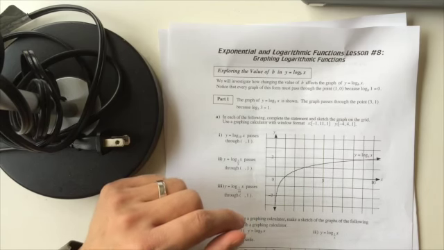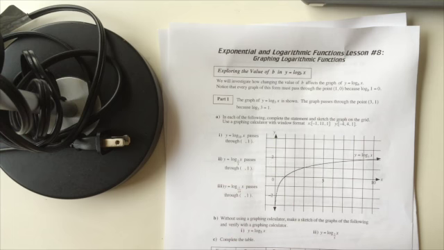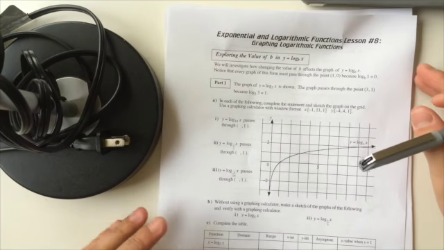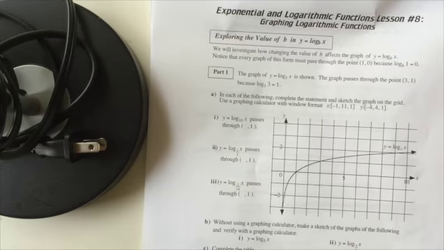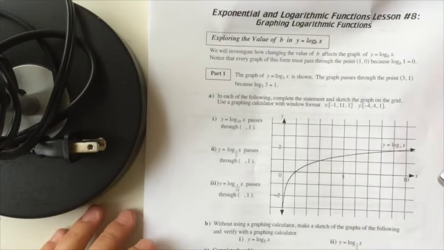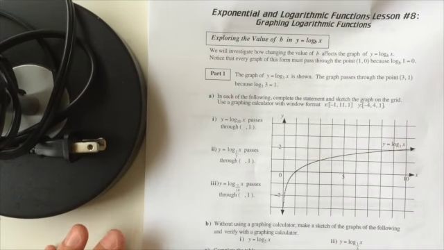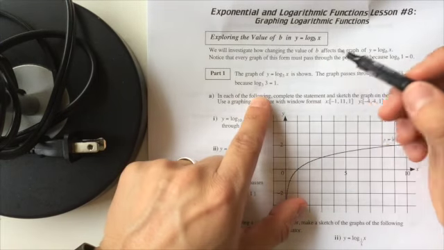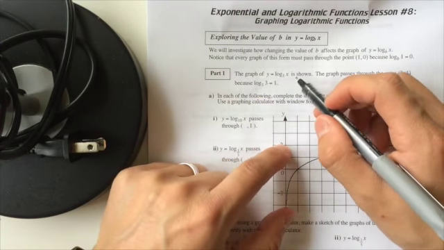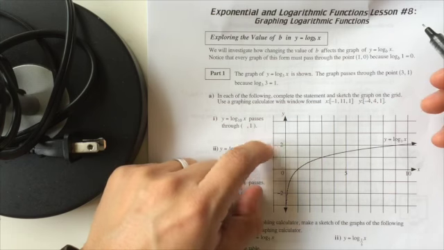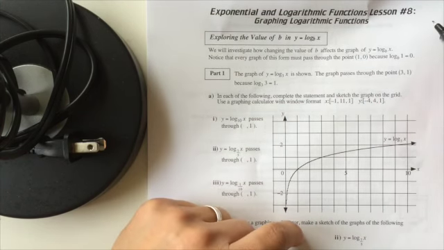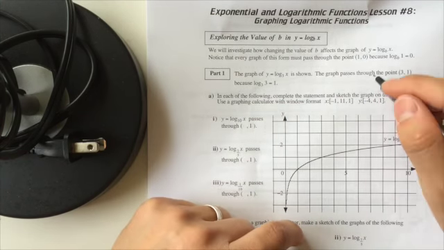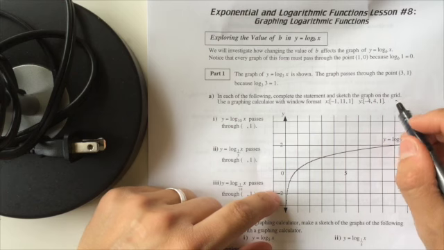Alright, so we're going to take a look at lesson number 8 today, and this is the last video of this series on exponential and logarithmic functions. What we're going to look at is graphing logarithmic functions. With this first example, we have the graph of y equals log base 3 of x that is shown, and in this graph, it passes through the point (3, 1). Now, in each of the following, we want to complete the statement and sketch the graph on the grid.